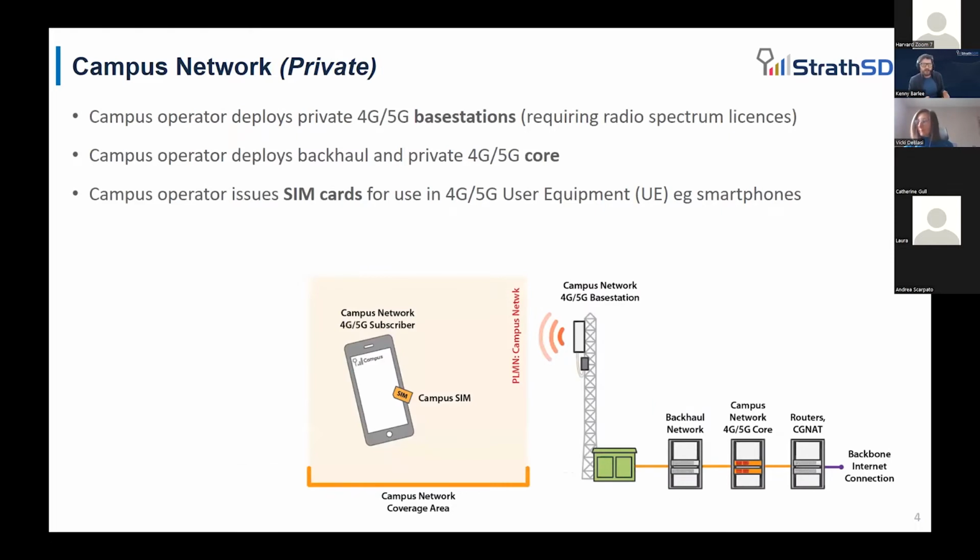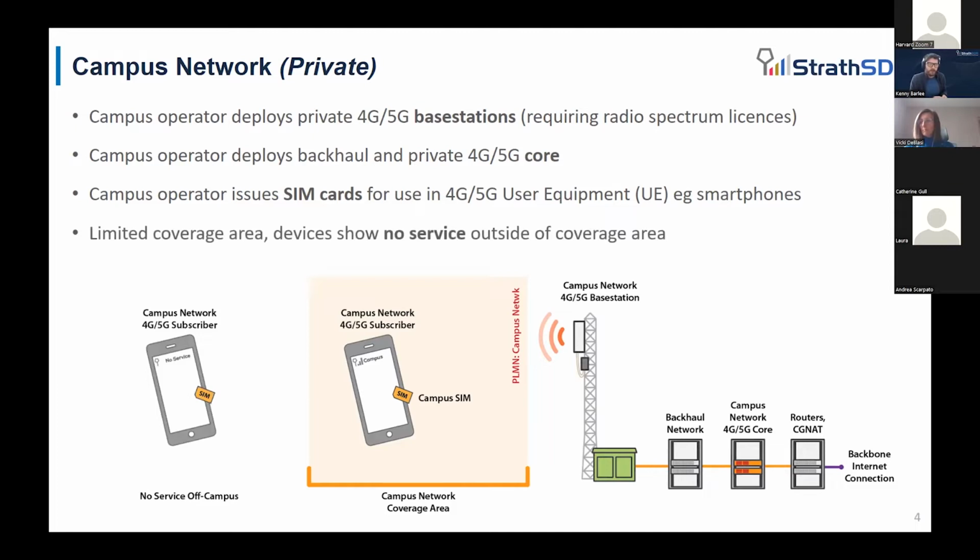To build a typical private campus network, the operator will deploy 4G, 5G base stations, which of course require radio spectrum licenses. They'll deploy a 4G, 5G core, and they'll deploy SIM cards, which are then put into the user equipment. Now it's a limited coverage area, and devices will show no service when you take them outside of that coverage area. The key thing to note about this private network setup is it cannot serve third parties. So if someone with a Vodafone SIM card arrives, they will not be able to connect to this base station.